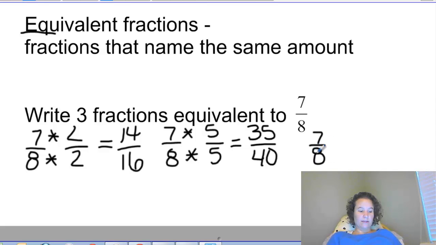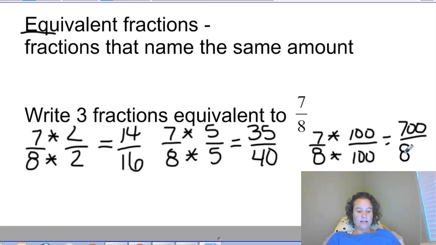So I'm going to take 7 and 8 and multiply them again by the same number, and let's choose 100 this time. So 7 times 100 is 700, and 8 times 100 is 800, and so again 700/800 is now a fraction that is equivalent to 7/8. Looks different, means the same amount.